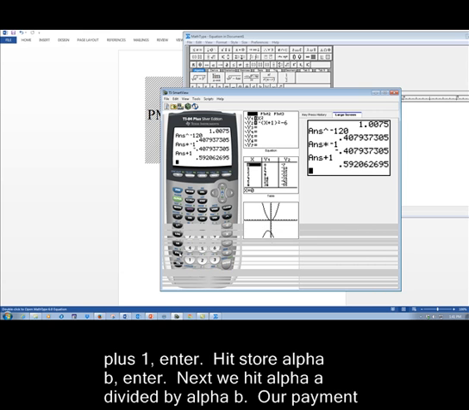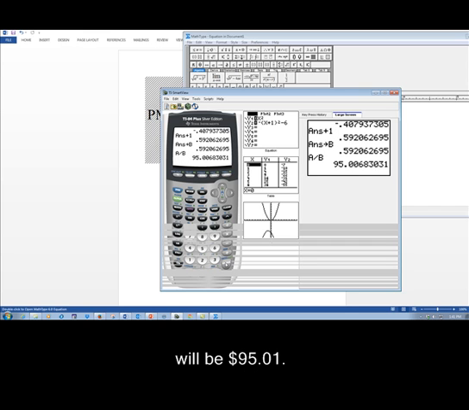So we're going to hit store, alpha B for the bottom. Now that we have an A in there and a B in there, we're just going to hit alpha A divided by alpha B. And our payment's going to be $95.01.